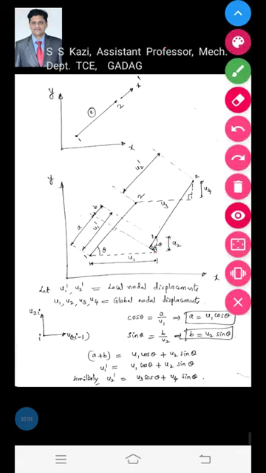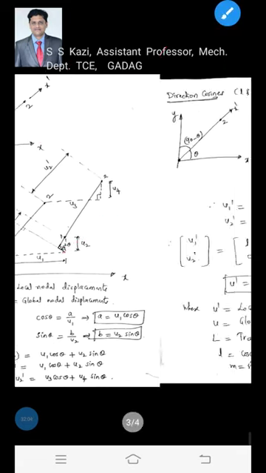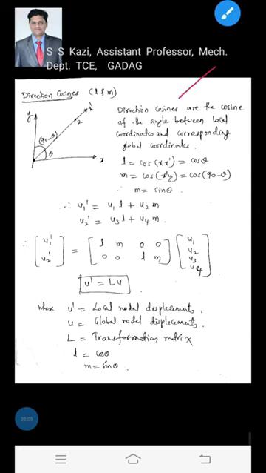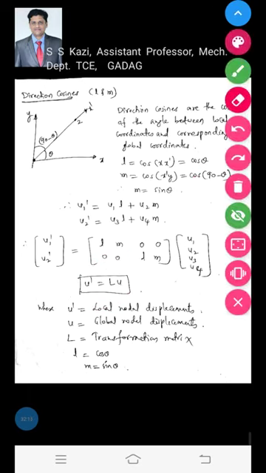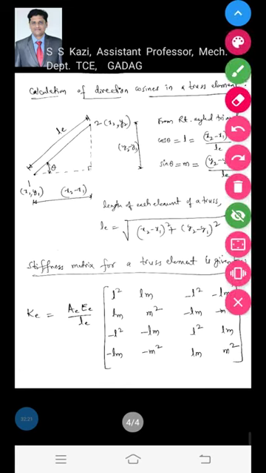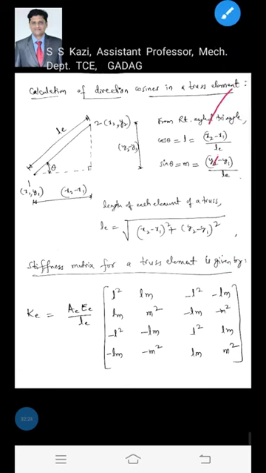And next we have discussed the direction cosines, that is cos theta is L, M is sin theta. We replaced these and got the relationship between local and global nodal displacements in this matrix form. And next we have discussed the calculation of direction cosines, how we calculate the direction cosines L and M from the right angled triangle which is formed. And the stiffness matrix for a truss element is given by this one.